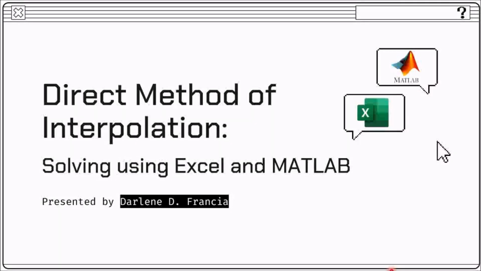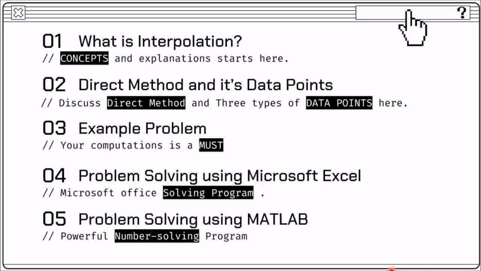Good day, everyone. In this presentation, we will explain the direct method of interpolation using Microsoft Excel and MATLAB. I am Darlene Francia and I will be your presenter.